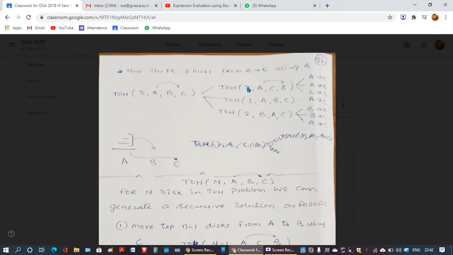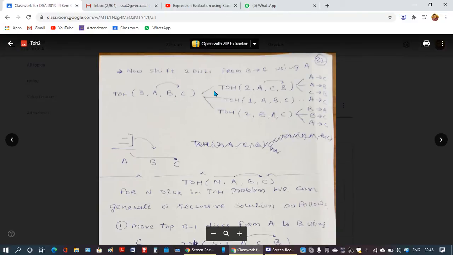But here what I have changed is that I want to shift from A to B first. So two disks I want to shift from A to B, and at that time C will be helping. Then one disk I will shift from A to C, because two disks I have shifted from A to B. Now only one is there in A, so I can directly shift it to C. And then, because two disks I have shifted from A to B, now I will shift them from B to C. So two disks from B to C.